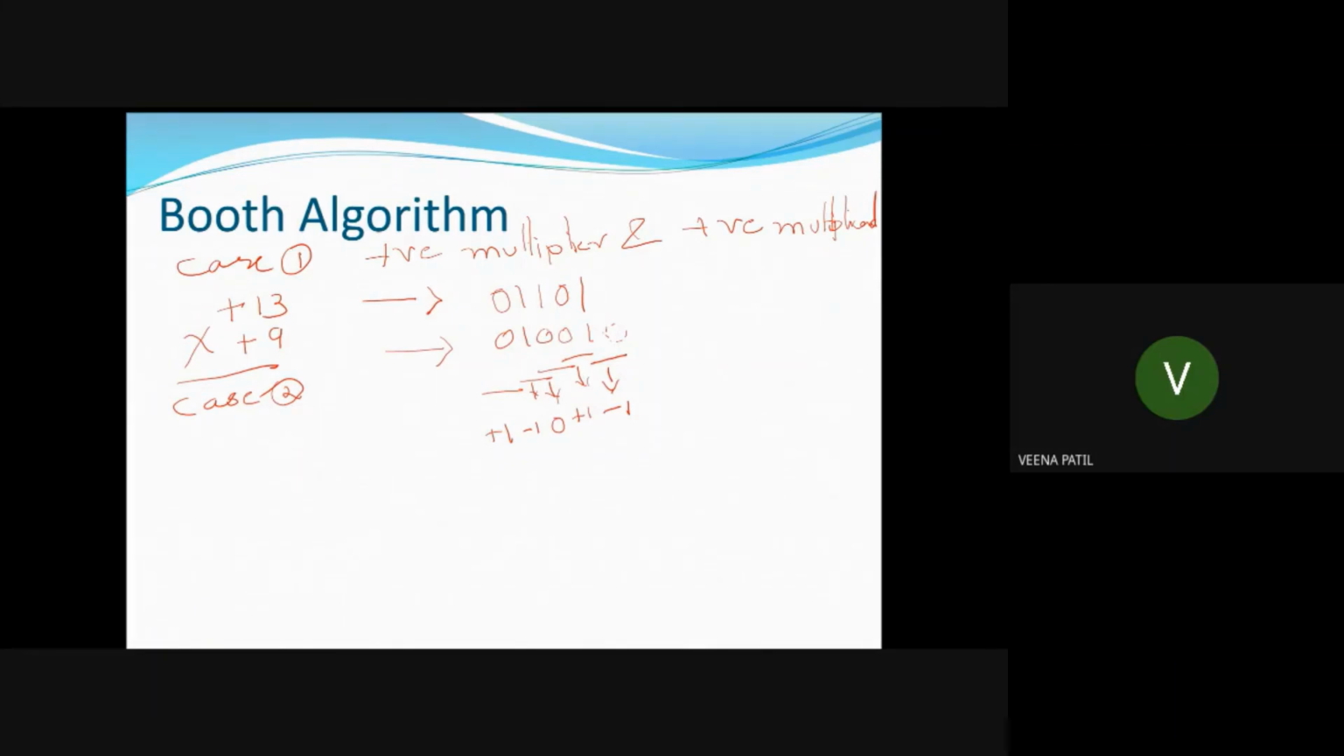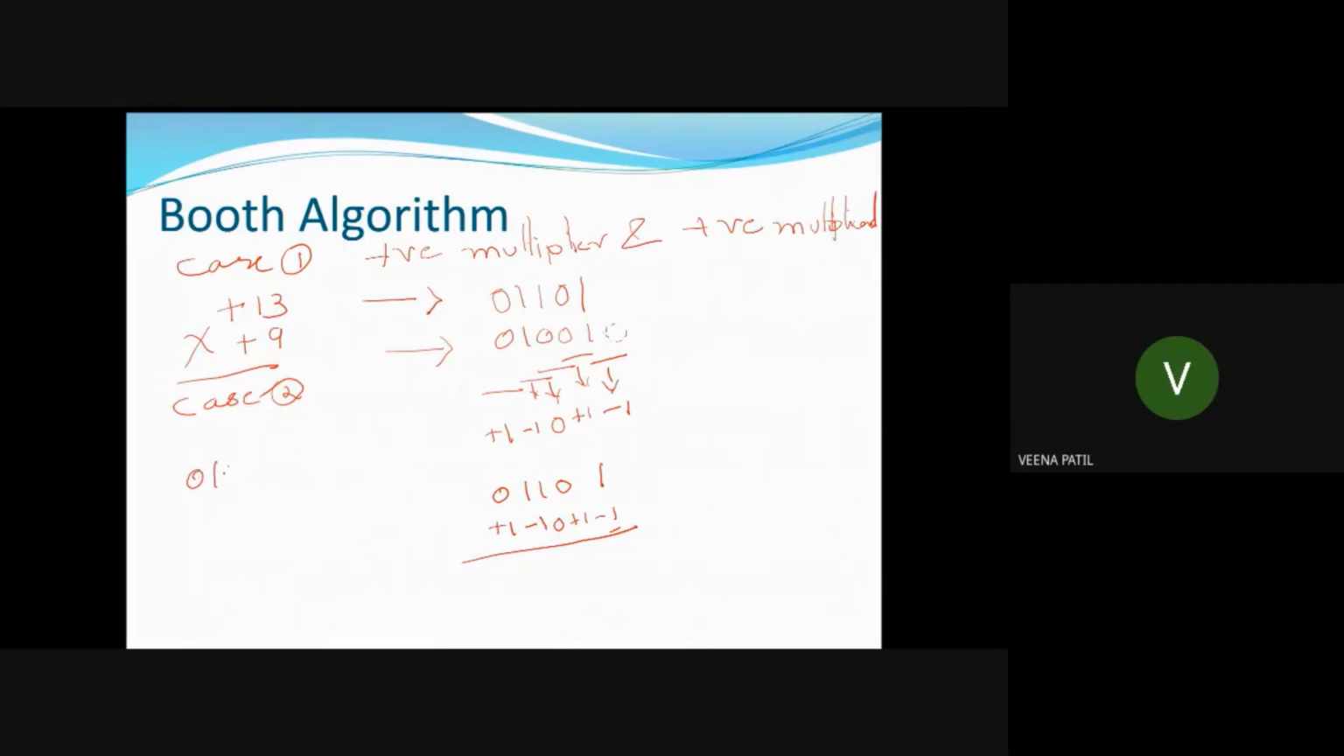Yes. Now shall we try to perform? What we have here is 0 1 1 0 1, and I'm supposed to perform plus 1 minus 1 0 plus 1 minus 1. So the first bit is minus 1, from right to left. What am I supposed to do? I'm supposed to take 2's complement of 13. So what is 2's complement of 13?